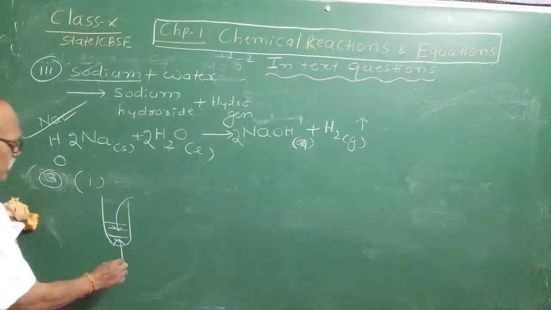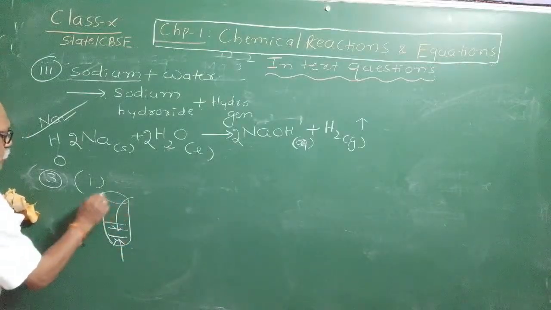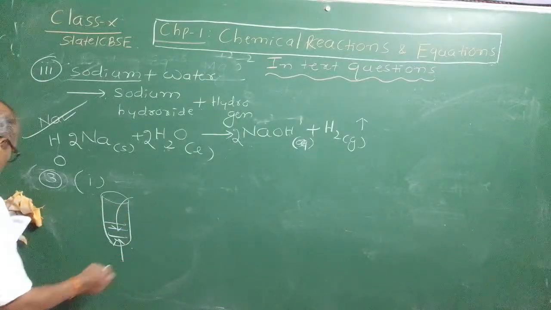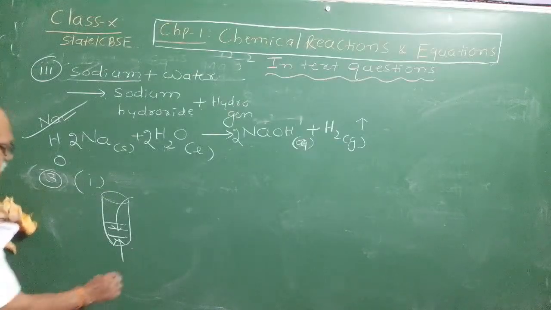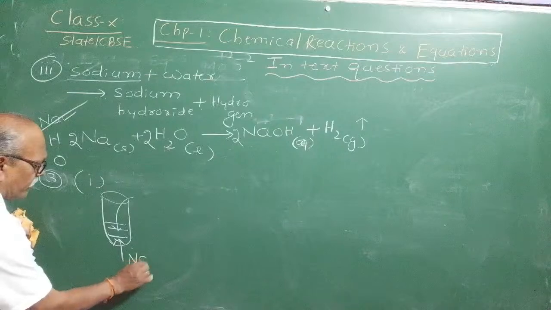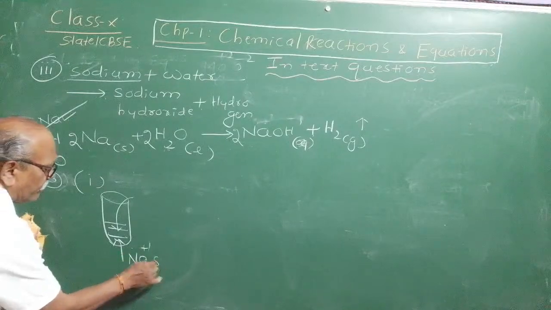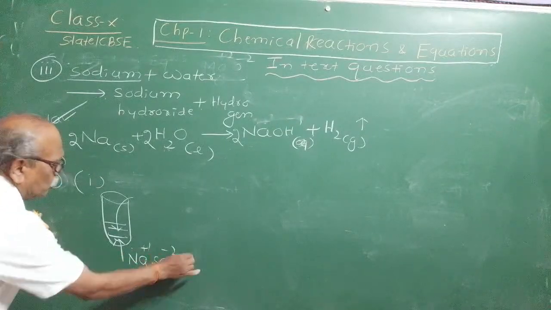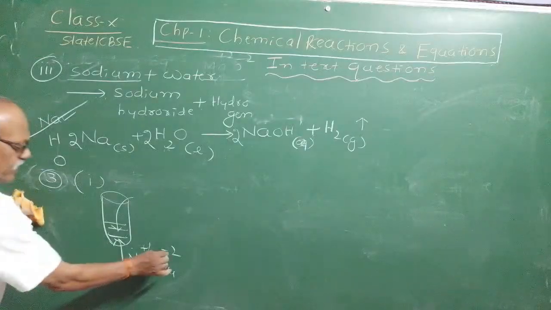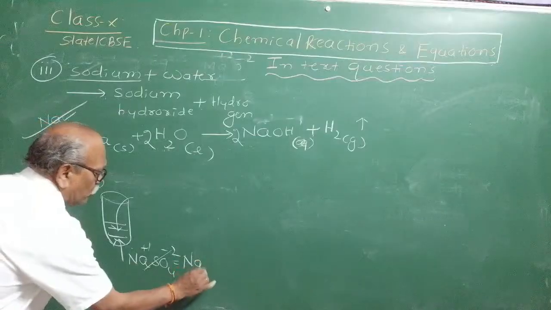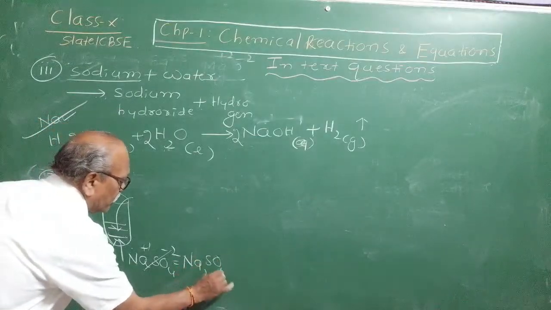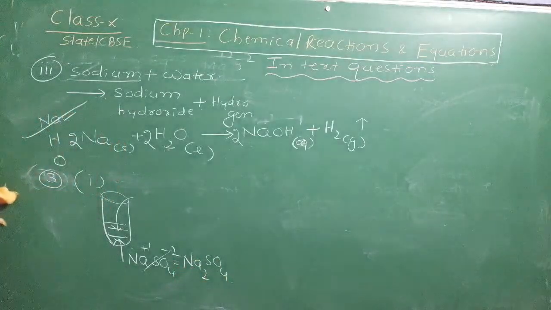What are the reactants here? Suppose that you take a test tube. You have taken sodium sulfate, one reactant. Can you write the formula for sodium sulfate? Sodium plus 1, sulfate minus 2. What is the correct formula of sodium sulfate? Cross the valency. You will get what? Na2SO4. First step is learn to write the formula of reactants.